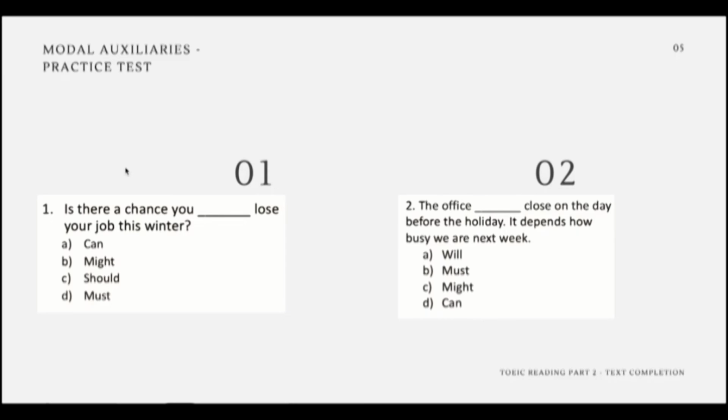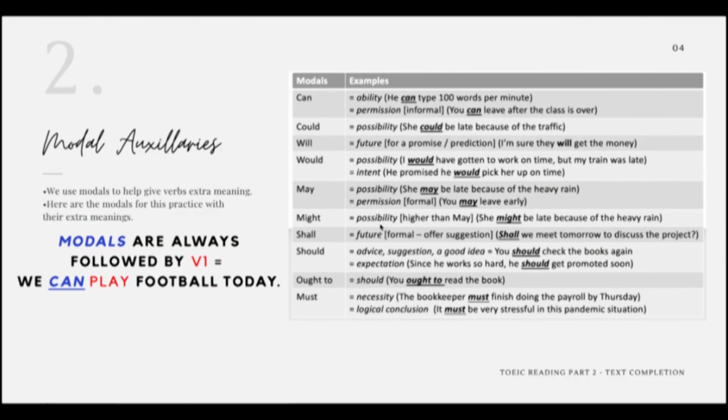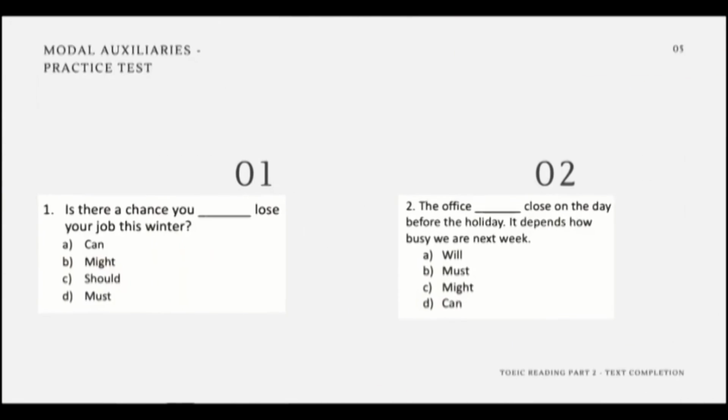What are the keywords? Here are the keywords. Number one, is there a chance for you to lose your job this winter? The answer would be might. Why is it not can or should or must? Because might shows possibility. Let's go to the previous slides. Here you can choose it. Possibility: you cannot use can since it shows ability, but you can use could, but it is not presented in the options itself. So the answer would be B.